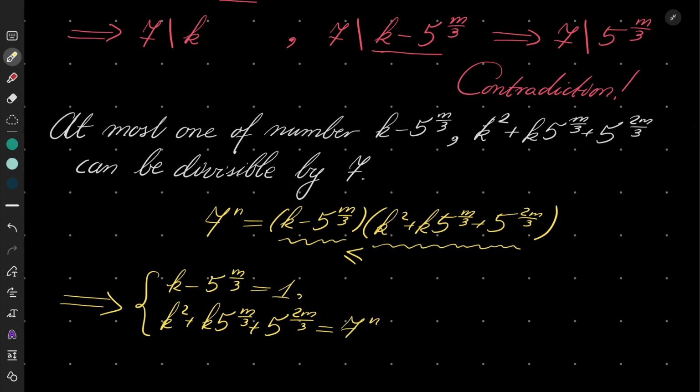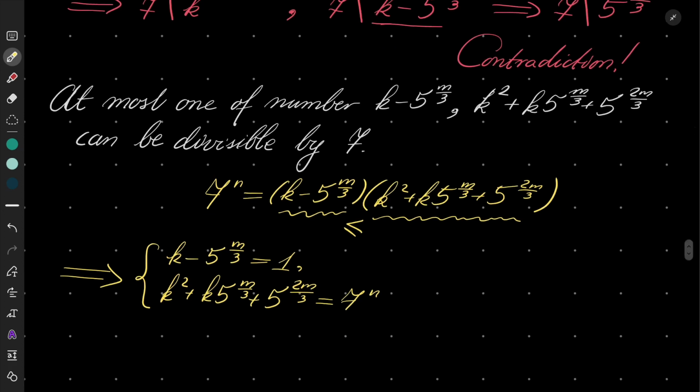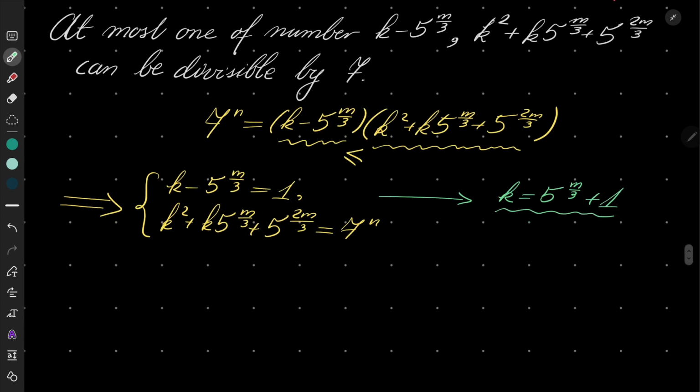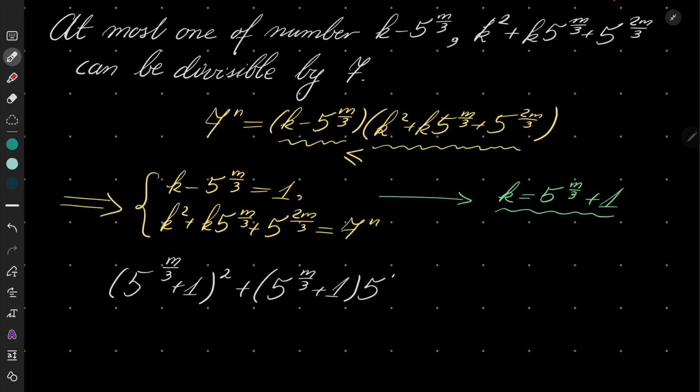Okay, very nice. And now, what can we do? From the first equation, we see that k equals 5 to the power m over 3 plus 1. And let's put it into the second equation. So we have (5 to the power m over 3 plus 1) squared plus (5 to the power m over 3 plus 1) times 5 to the power m over 3 plus 5 to the power 2m over 3 equals 7 to the power of n.